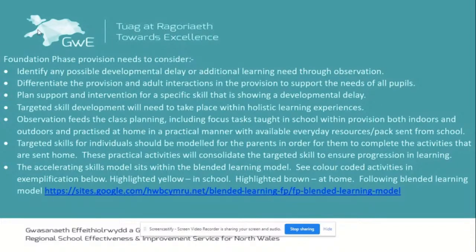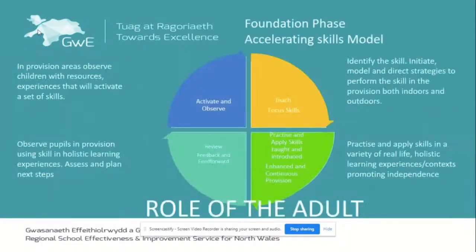The sections to the model are flexible and sit within the blended learning model, where sections can be delivered at home, at school, or just at home. Following the blended learning model, the highlighted yellow sections are delivered in school and the brown sections at home. There does not have to be a lockdown or class isolating at home to follow blended learning. It can be part of your everyday provision. So here is the foundation phase accelerating skills model.